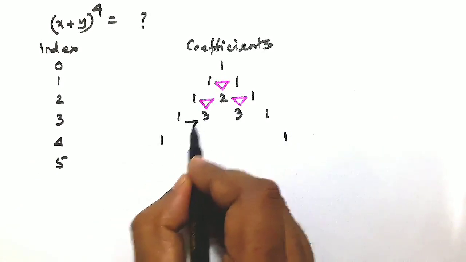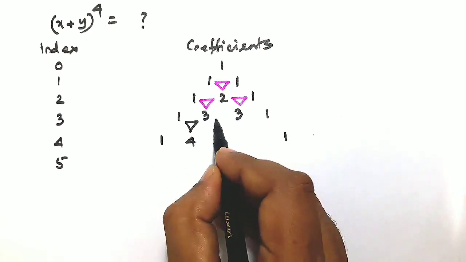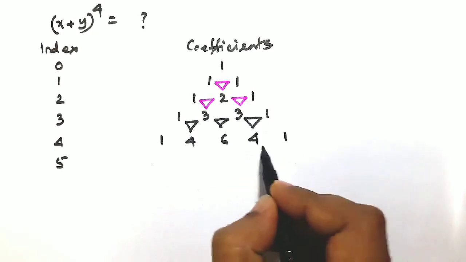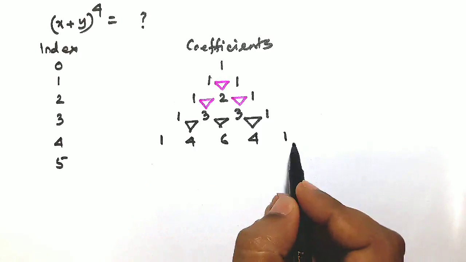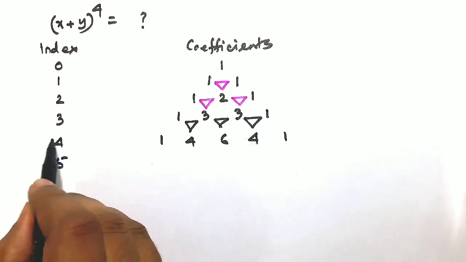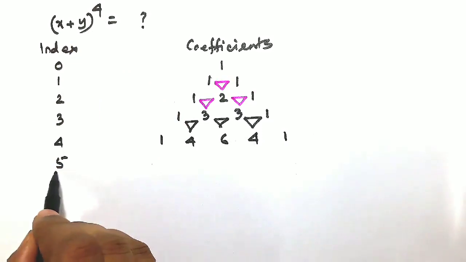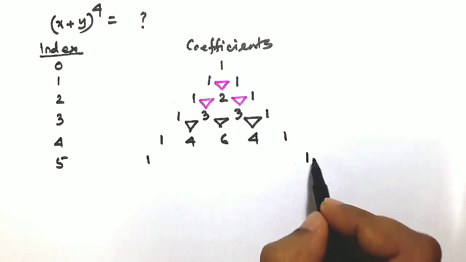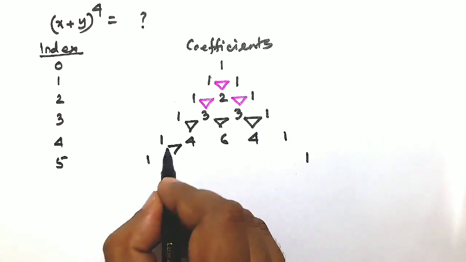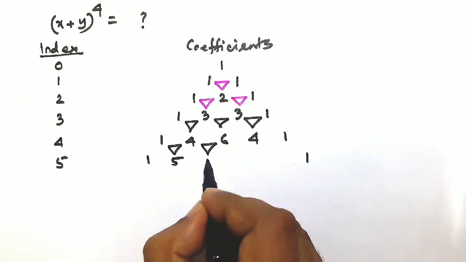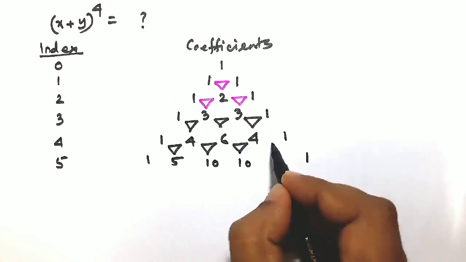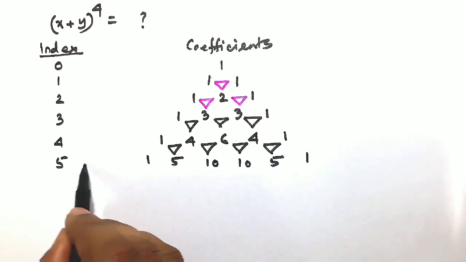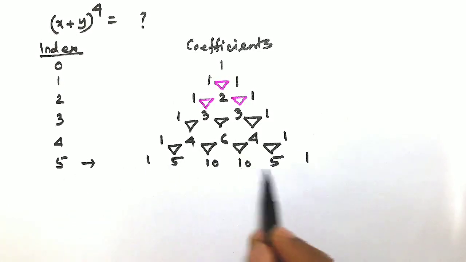In this way, 1 plus 3 is equal to 4, 3 plus 3 is equal to 6, 3 plus 1 is equal to 4. That means 1, 4, 6, 4, 1 are the coefficients of the expansion of (x + y)^4. And obviously for index 5, I have to write 1 and 1 on the ends, and the middle terms are respectively 1 plus 4 is 5, 4 plus 6 is 10, 6 plus 4 is 10, and 4 plus 1 is 5. So the coefficients of index 5 are respectively 1, 5, 10, 10, 5, 1.